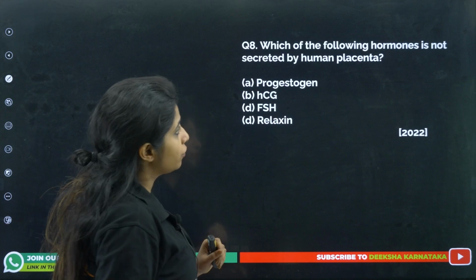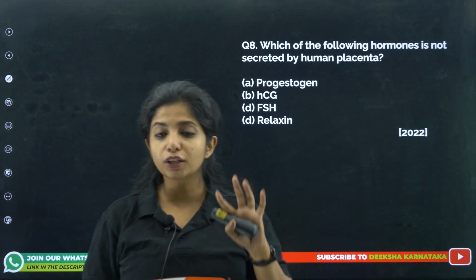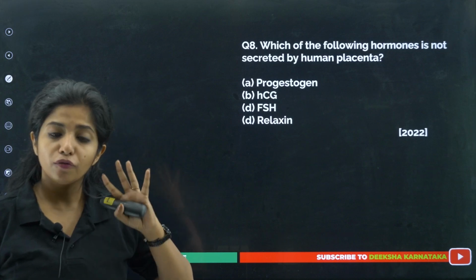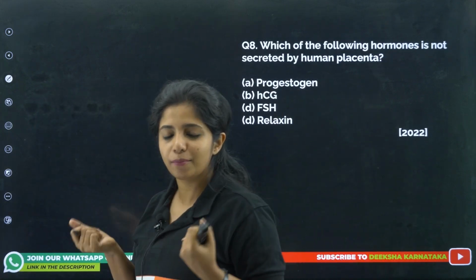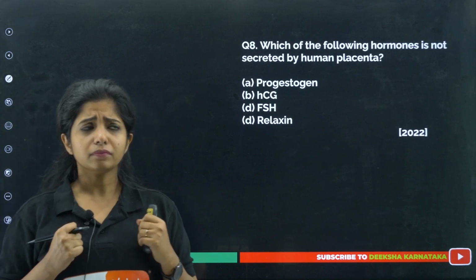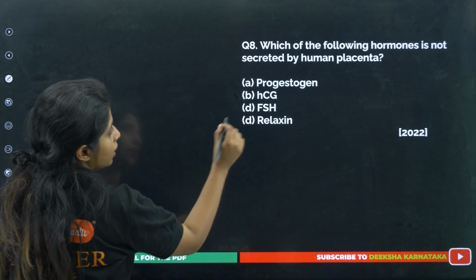Don't worry. So which of the following hormones is not secreted by the human placenta? So the human placenta secretes 4 hormones, children. What do you mean by placenta? Placenta is something that provides nourishment to the growing embryo, right? So basically, placenta is responsible for production of 4 hormones, which are this.